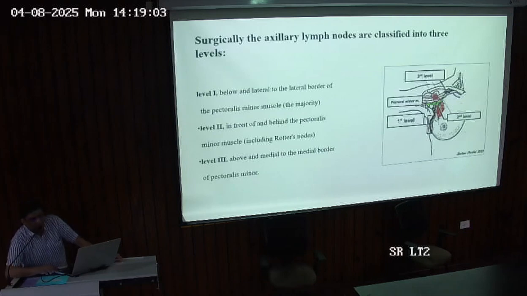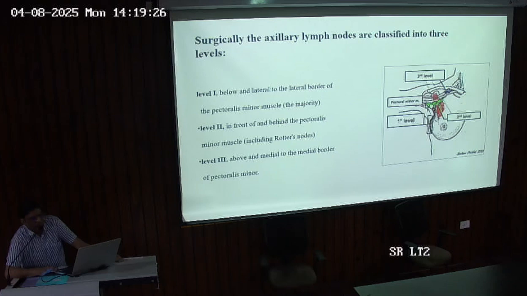Now, surgically, axillary lymph nodes are classified into 3 levels. Surgically means when we operate, then these are arranged in 3 groups. So, at least level 1 and level 2, we have to send for lymph node sampling. And if it is a clear-cut malignancy or involvement, then only we have to go for level 3.